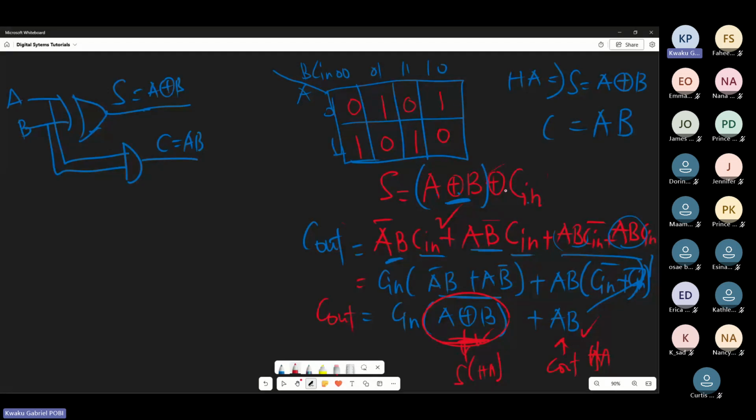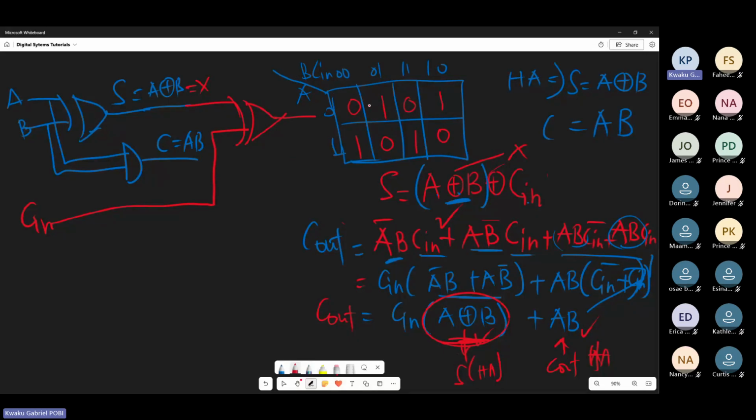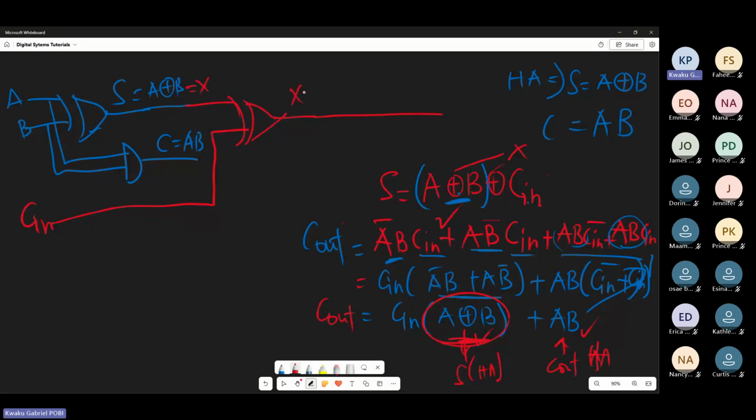Now I can place another half adder and see this A XOR B as X. So let me say this equal to X. Now this X will be XORed with another input, which is C in, coming from here. So the C in will be XORed with this. And then what will be the output? X XOR C in. And then you ask yourself, what is X? X is A XOR B. So in that case, the output of this signal will be X XOR C in, which is the same as A XOR B XOR C in.